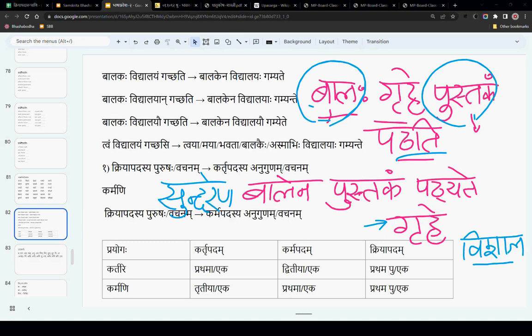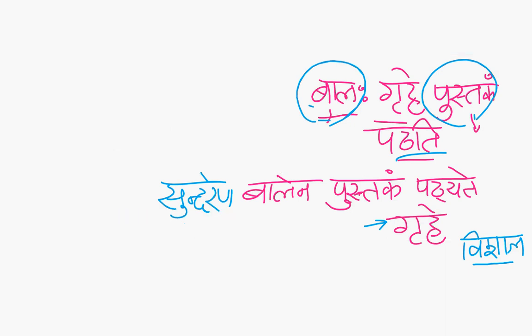Gruhe could be anywhere. Any word can be anywhere in the sentence here, in this example, because they have the vachana and vibhakti, so it is easy to know the relationship between the words. I think this you already know, right?